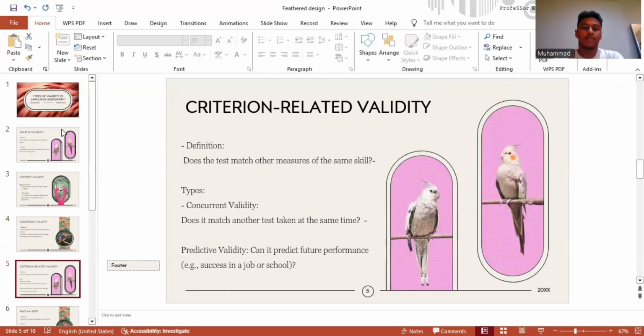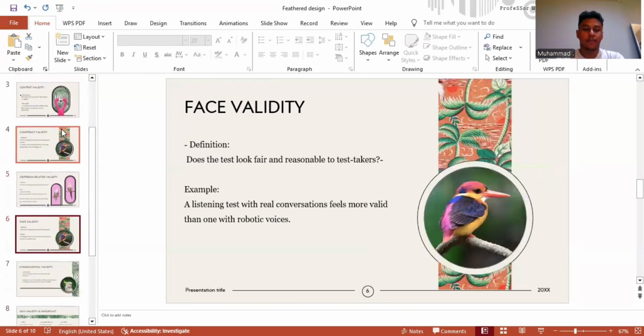Criterion-related validity definition: does the test match other measures of the same skill? Concurrent validity: does it match another test taken at the same time? Predictive validity: can it predict future performance? Face validity definition: does the test look fair and reasonable to test takers? Example: a listening test with real conversation feels more valid than one with robotic voices.